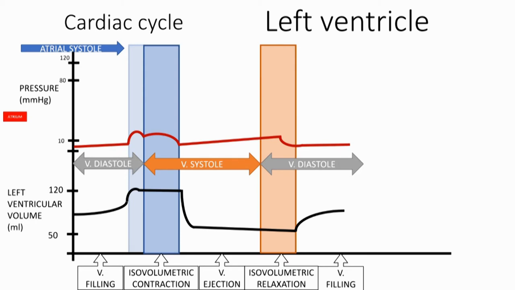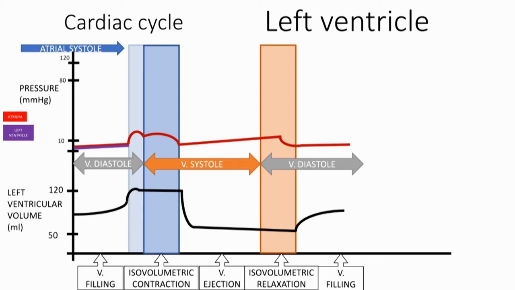Alright, let's see what happens to the pressure change in the left ventricle. So it follows the left atrial pressure initially, but as you can see, the left ventricular pressure is slightly lower than the left atrial pressure. This is made possible because the blood has to flow from the left atrium to the left ventricle, so there must be a difference in pressure. That means the pressure in the left atrium must be slightly higher than the left ventricle, so that the blood will flow from the left atrium to the left ventricle. Otherwise, it will flow the other way around.